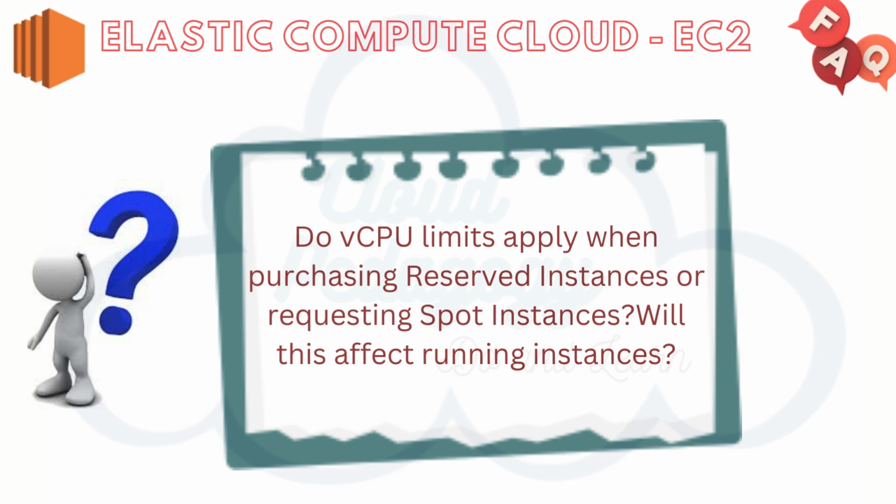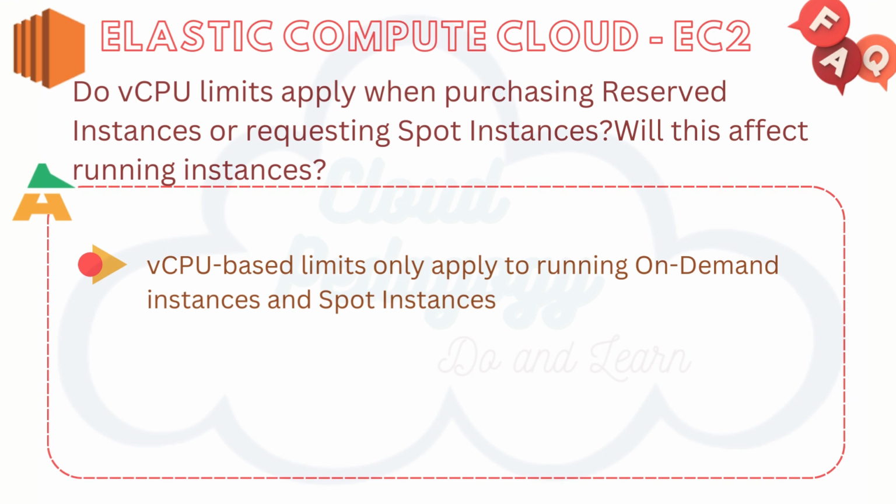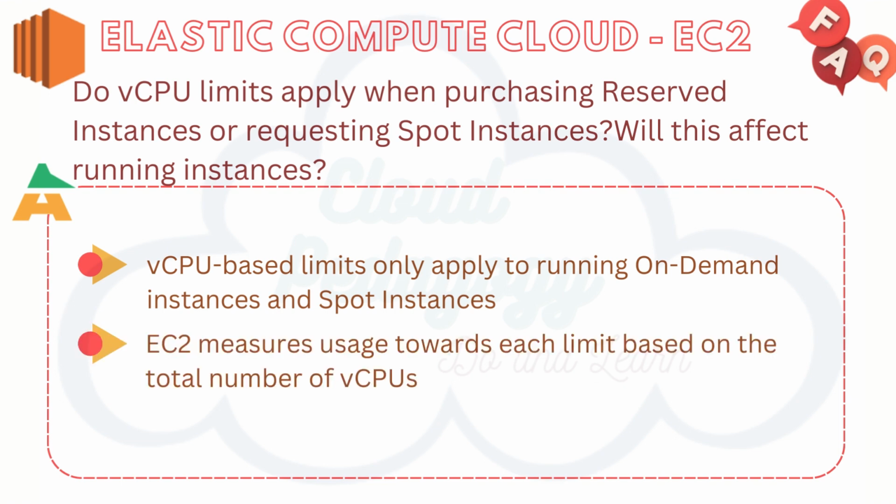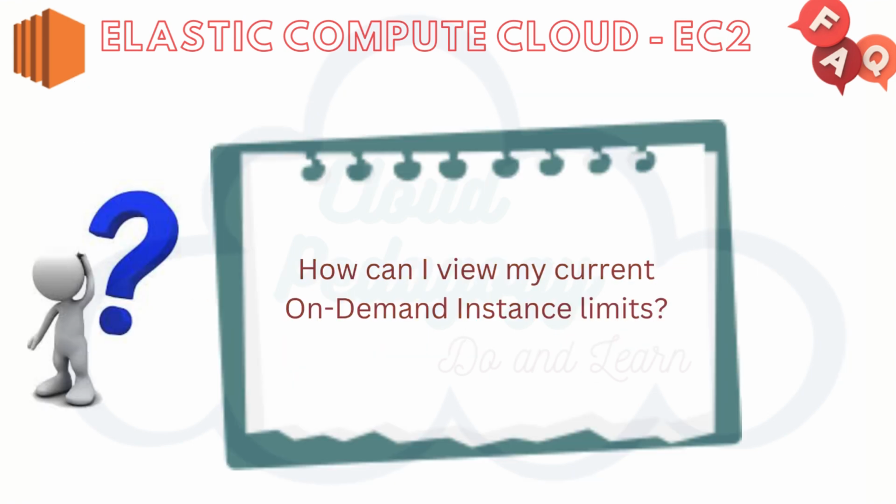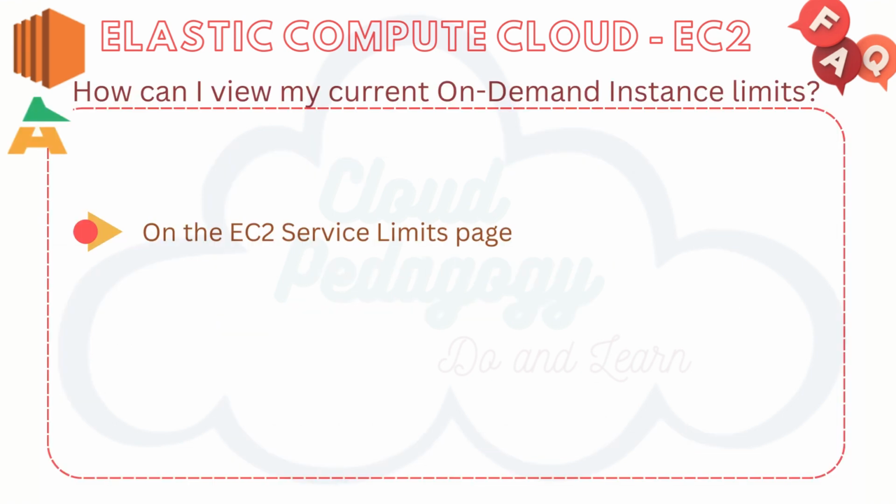Next, do vCPU limits apply when purchasing reserved instances or requesting spot instances? Will this affect running instances? No, the vCPU based limits only apply to running on-demand instances and spot instances. And again, no, opting into vCPU based limits will not affect any running instances. Next question, how can I view my current on-demand instance limits? You can find your current on-demand instance limits on the EC2 service limits page in the Amazon EC2 console or from the Service Quotas console and APIs.